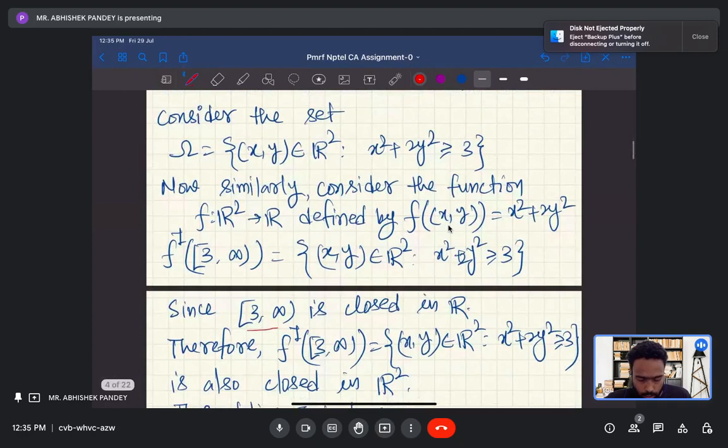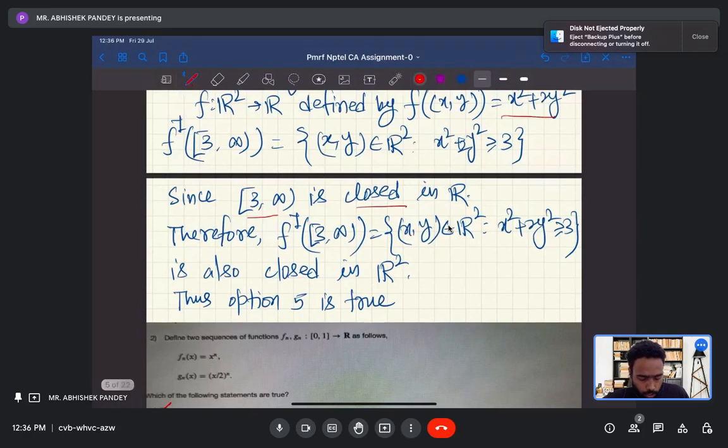Now consider the set omega equal to (x, y) belonging to R2 such that x square plus 2y square is greater than or equal to 3. Similarly, consider the function f of (x, y) equals x square plus 2y square, and consider the pre-image of the closed interval [3, infinity). Since the closed interval [3, infinity) is closed in R, its inverse image is also closed in R2. So option 5 is true.